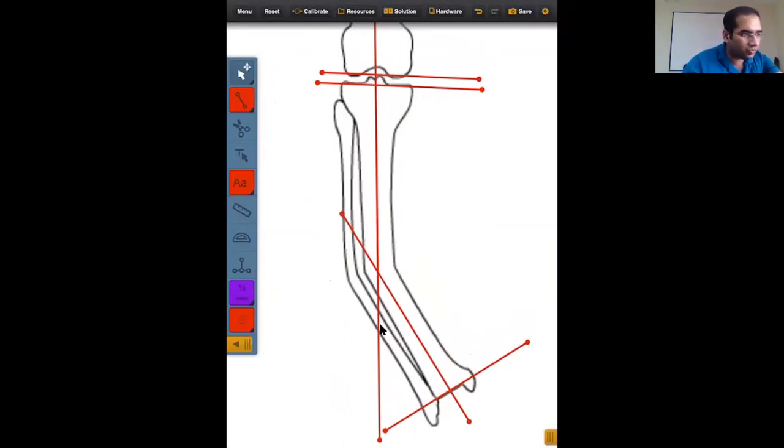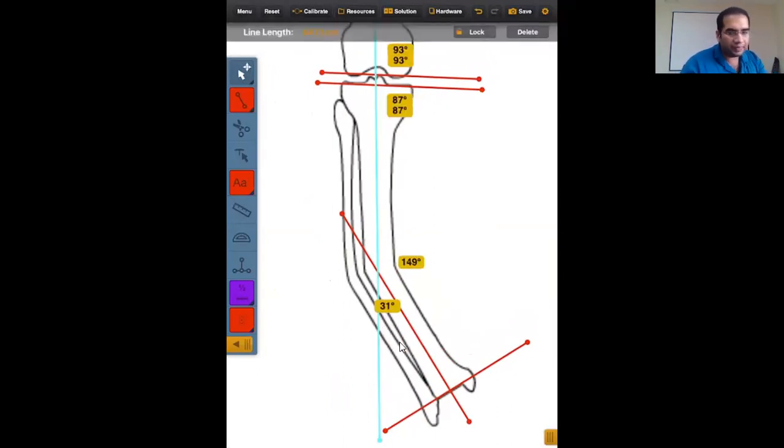What is the magnitude of the deformity? The last part is 31 degrees. I've told you that as a rule we take the lesser angle as our reference. So 31 degrees is the magnitude of our deformity.